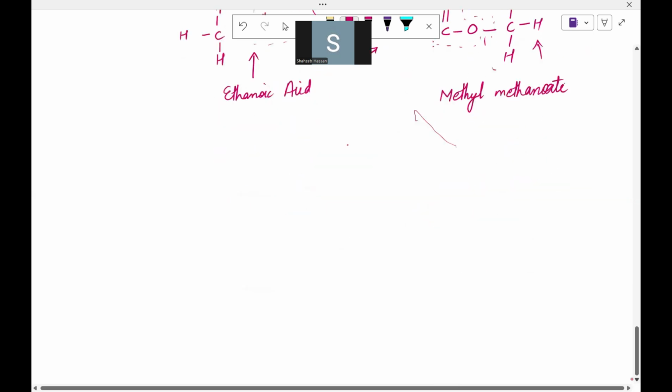Now let's take another example, which is C3H6O. It can be represented as CH3 C double bond O CH3. So what do you think this is?